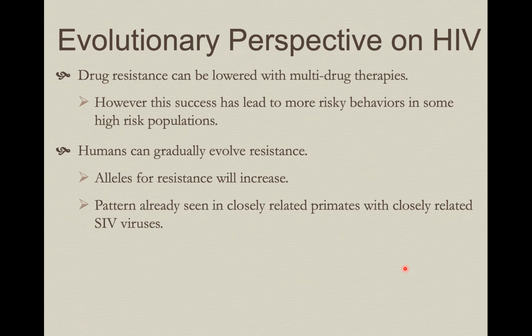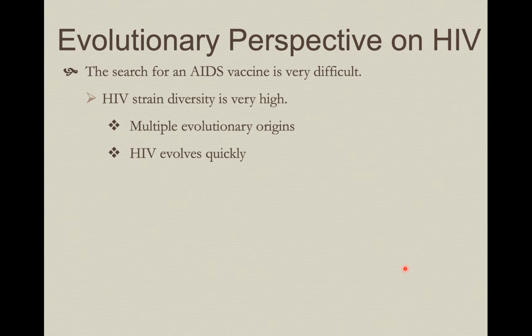One interesting factor is that there is evidence that humans could gradually evolve resistance to this virus. Now, that'd be a long, painful process through natural selection, but it does show that there are alleles for resistance to these infections, and we already see that pattern in closely related primates that are dealing with closely related SIV viruses. So by studying these, it may help us understand the action of these alleles and why they cause resistance, and perhaps that will help us develop a vaccine.